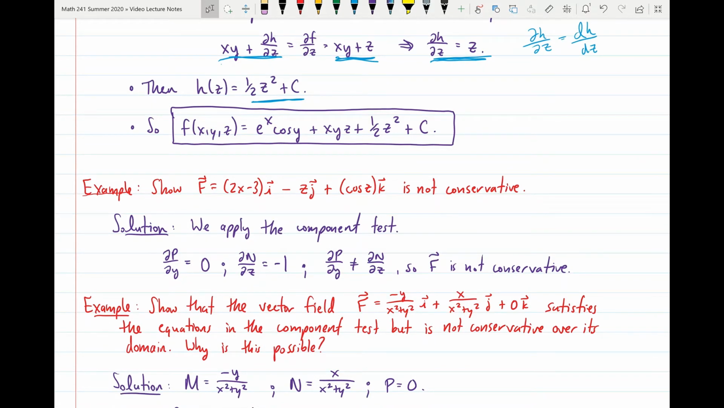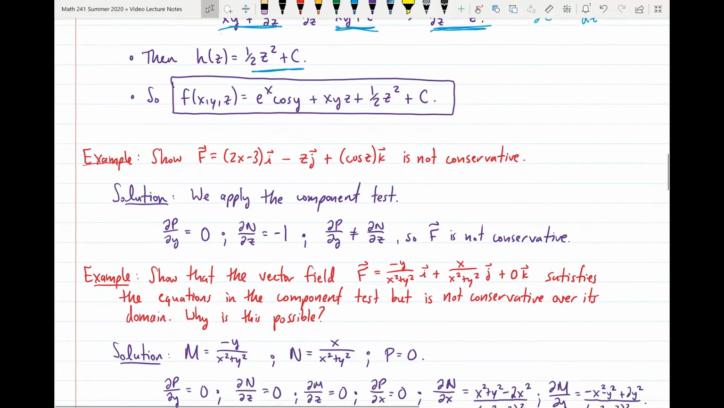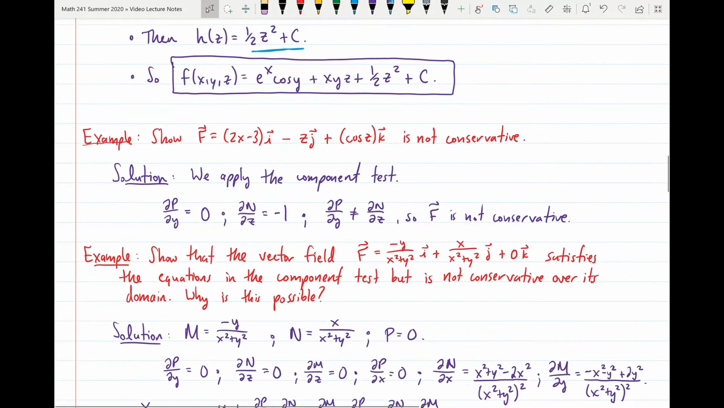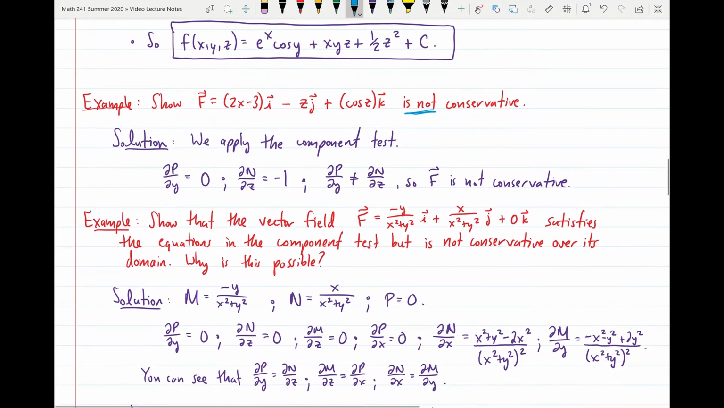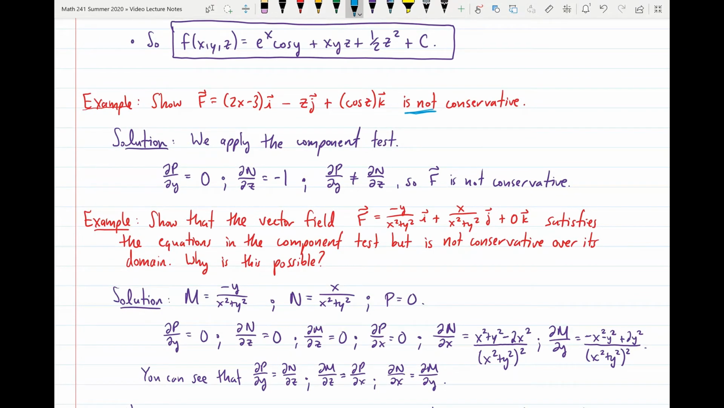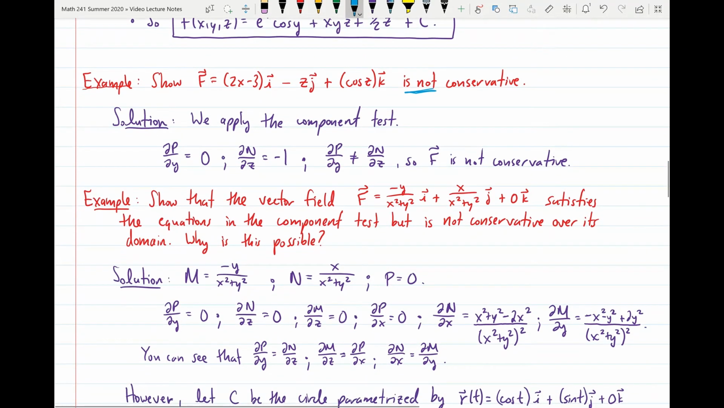Okay, before we move on to exact differential forms, there are a couple more examples for conservative vector fields that we should go through. Just important examples to know about. So in the first example here, we want to show that F equals (2x minus 3)i minus zj plus cosine z k is not a conservative vector field. So before we showed that F was a conservative vector field, now we want to show that it's not. And again, we can just use the component test and show that the equations from the component test are not satisfied. And this is relatively easy to do.